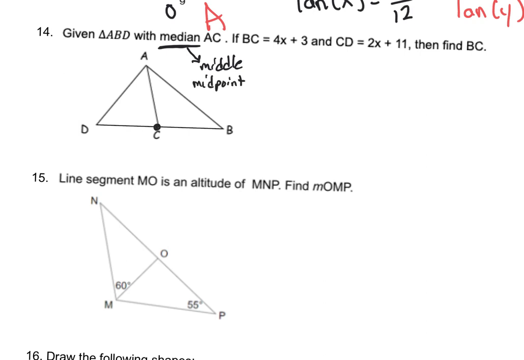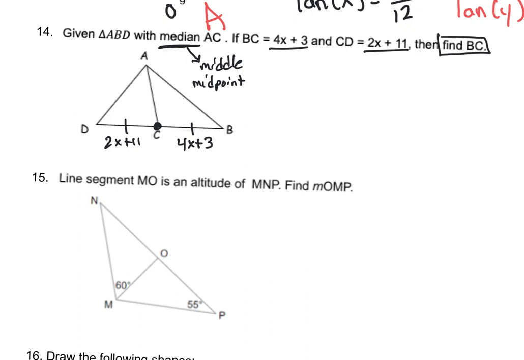So C is a midpoint. If C is a midpoint, you know that DC is congruent to BC. Those two parts are equal, right? If C is in the middle. So it says in the problem right here, BC is 4x plus 3, so I'm going to put 4x plus 3 right here. And DC is 2x plus 11, so I'm going to put 2x plus 11 right here.